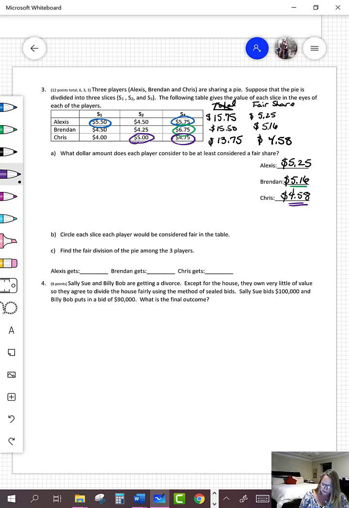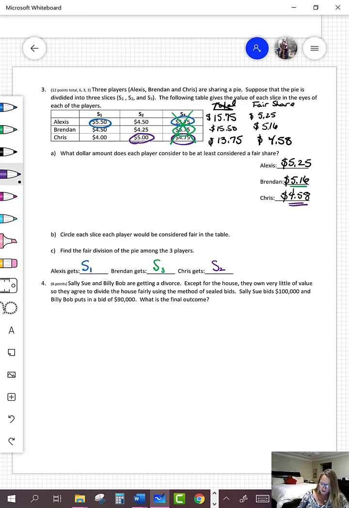So if you look at this, Brendan has to have the third slice. That's the only one that he finds is his fair share. So he gets slice 3. This goes away. Alexis or Chris cannot get slice 3 now. And so that leaves us with Alexis getting slice 1 and Chris getting slice 2. So dividing the pieces of pie that way, everybody walks away feeling that they got a fair share.